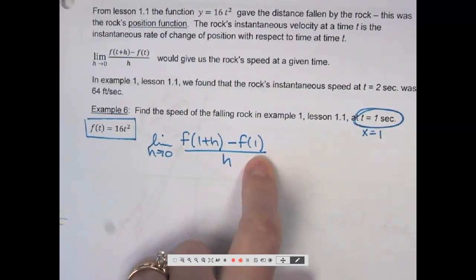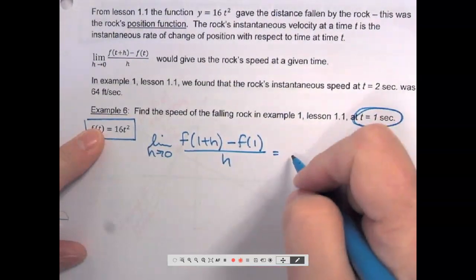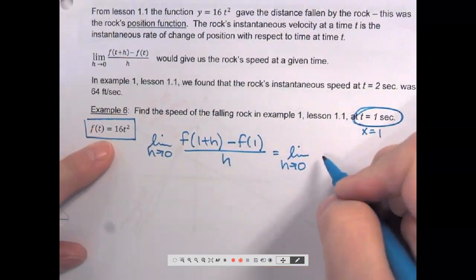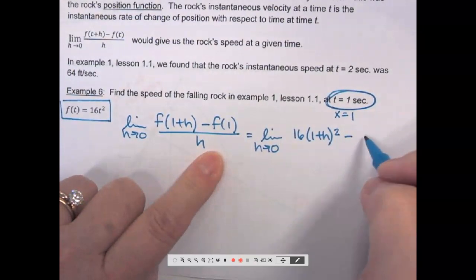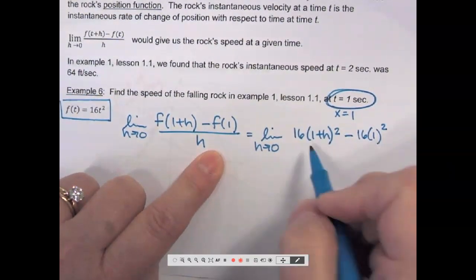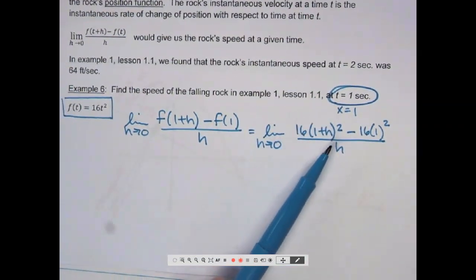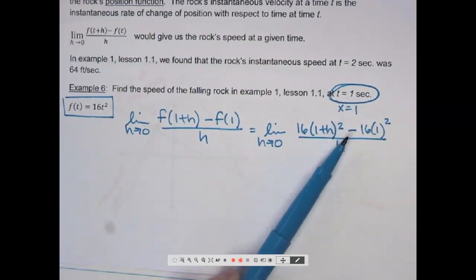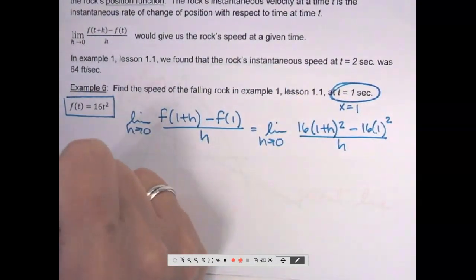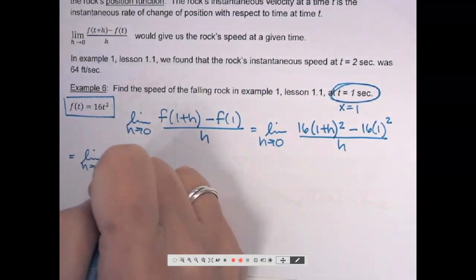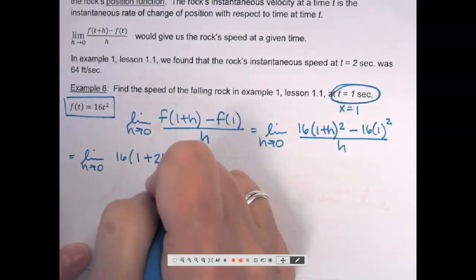Okay, so again, if I find f of 1, I just plug 1 in. But if I find f of 1 plus h, then I have to sub 1 plus h in. 16 times (1 plus h) squared, minus 16 times 1 squared. Can I distribute the 16 and then square? No. Order of operations says I have to take care of the exponent first, then multiply by the 16. So that's really (1 plus h) times (1 plus h), which is 1 plus 2h plus h squared.